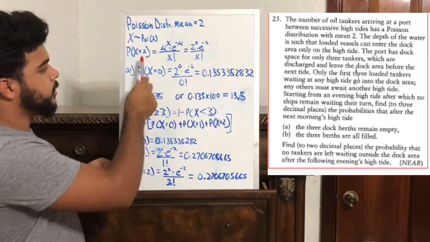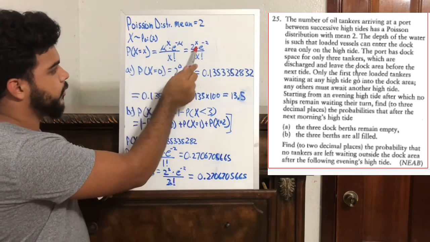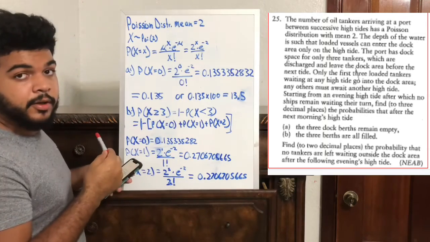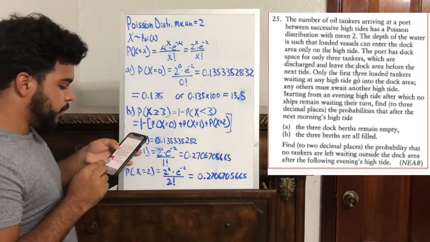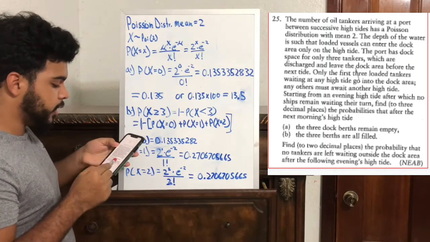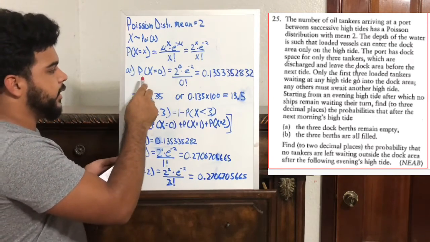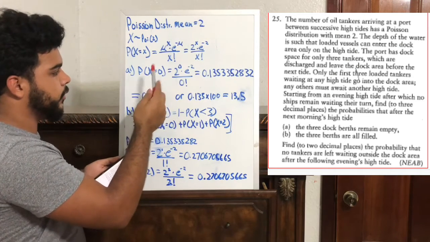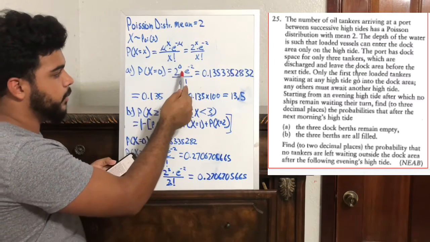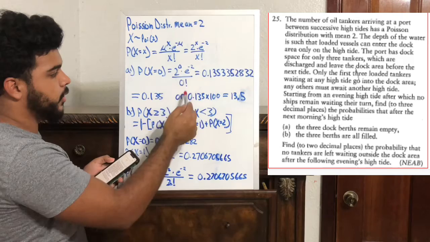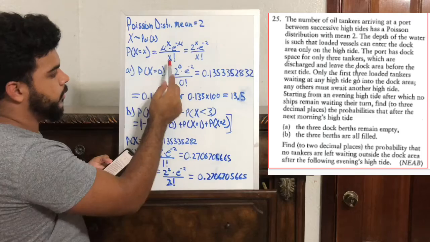And basically, the small x is what we will be putting the different values in for. So for A, we want to know the probability that the 3 dock berths remain empty, right? So P of X equals 0. What will happen is that 2 to the power of 0 times e to the power of negative 2 over 0 factorial, because 0 in this case is the value that we are placing in.